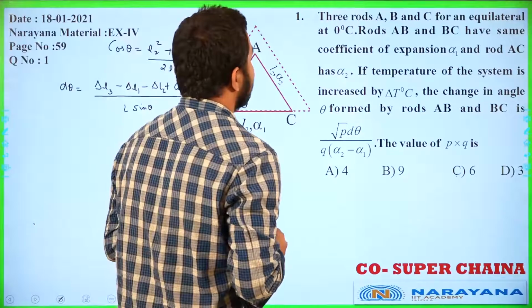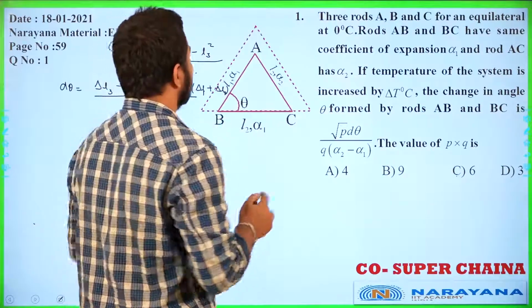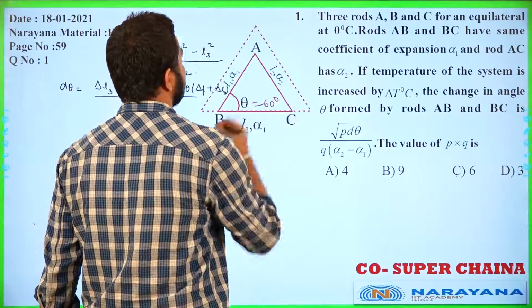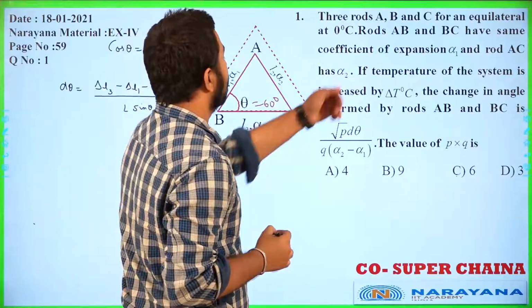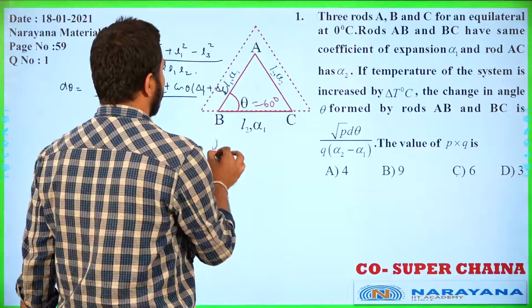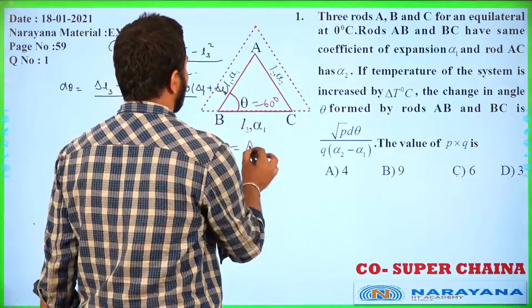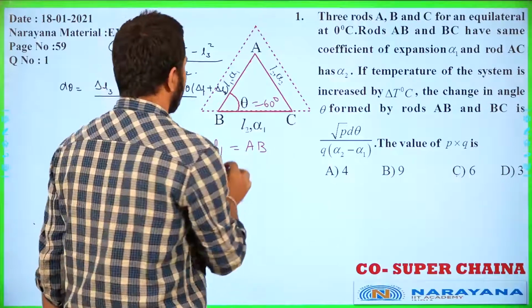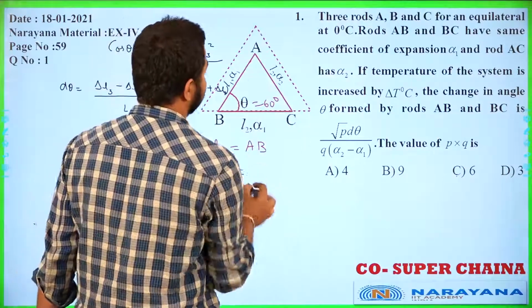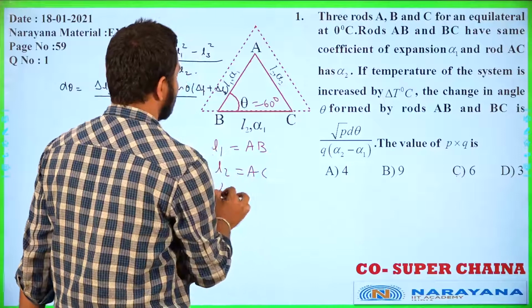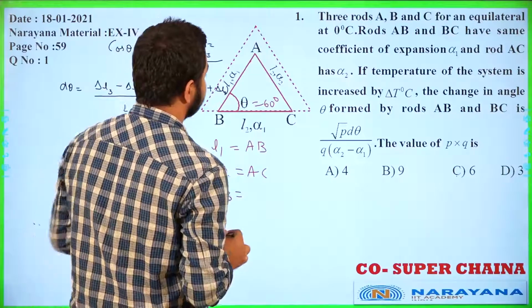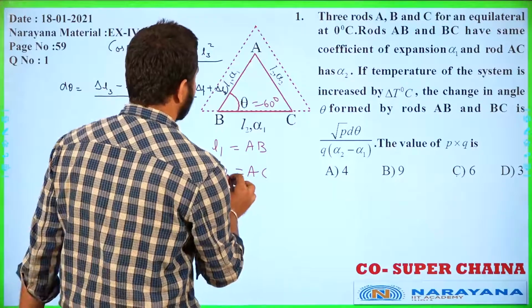Three rods A, B, C are in an equilateral triangle here. So it is an equilateral triangle, so theta will be 60 degrees, student. They are given there. So for L1 we can write, this is my rod length L1, so L1 will be AB, L2 will be AC, and L3 will be AC.